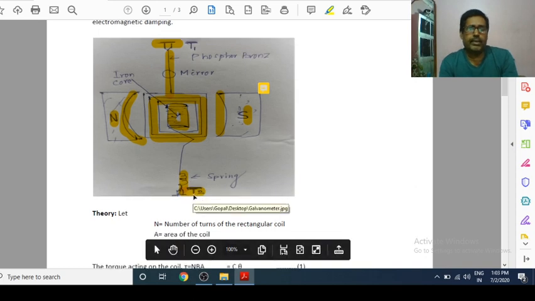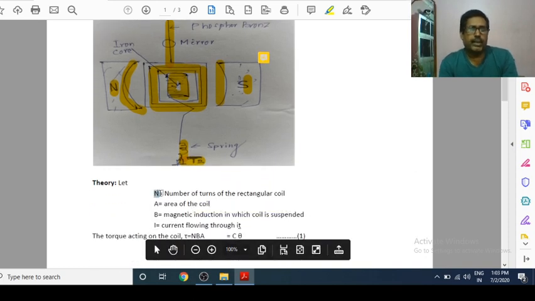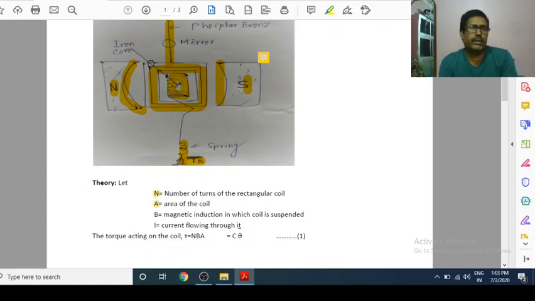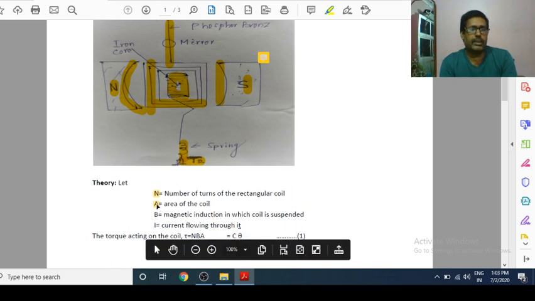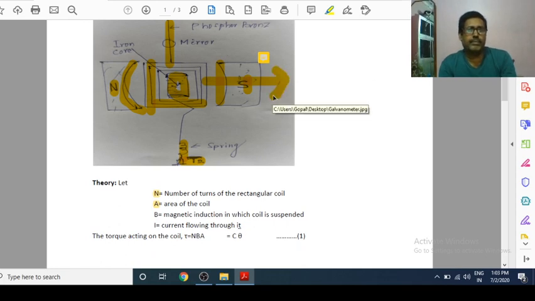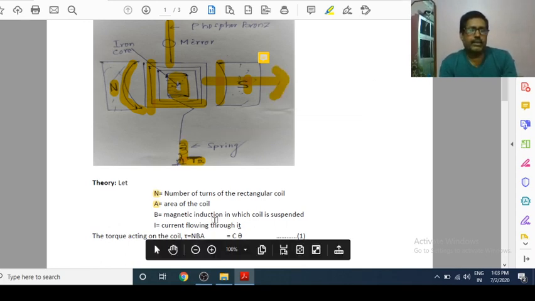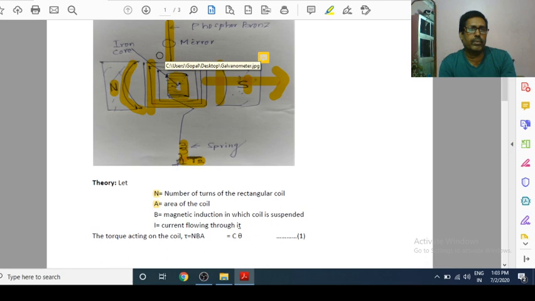T1 and T2. Here, suppose n is the number of turns and A is the area of the coil. Suppose its length is L and breadth is B. Then length times breadth is called the area. I have assumed it as A. This magnet produces a magnetic field B in this direction. This is the direction of the magnetic field, and I is the current flowing through it. As I told you, it is connected with T1 and T2, so current will flow like this.